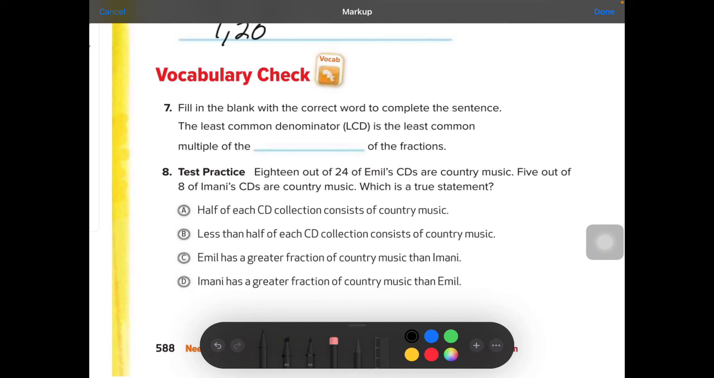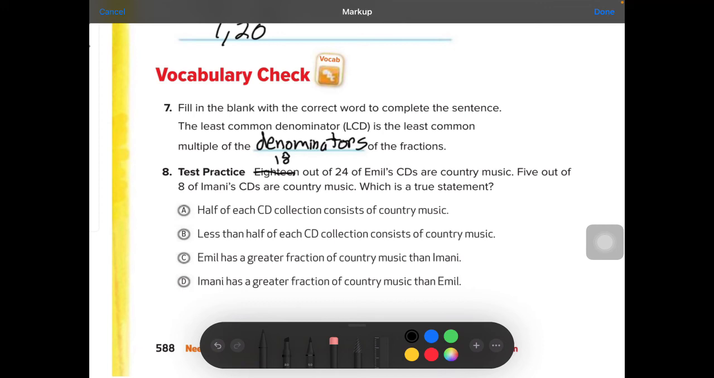Number 7, fill in the blank with the correct word to complete the sentence. The least common denominator, LCD, is the least common multiple of denominators. Remember, denominator is the bottom number.